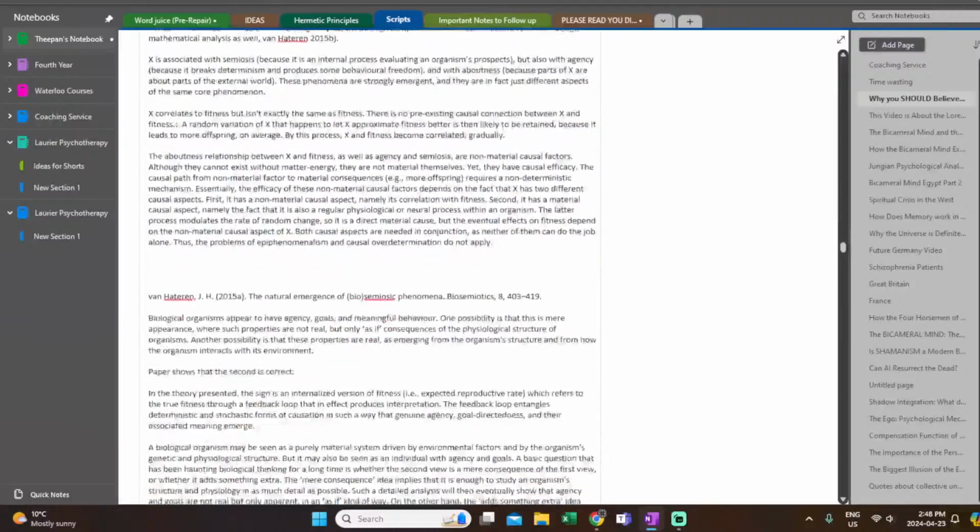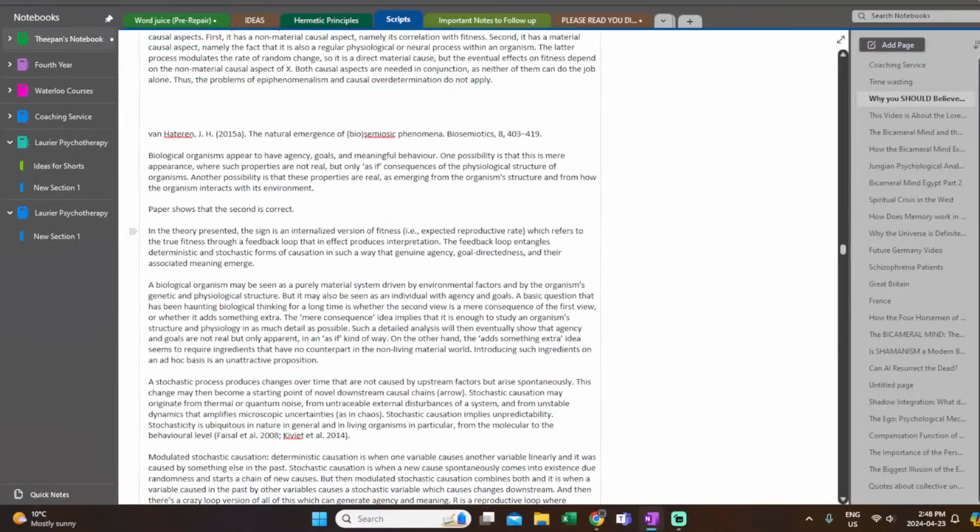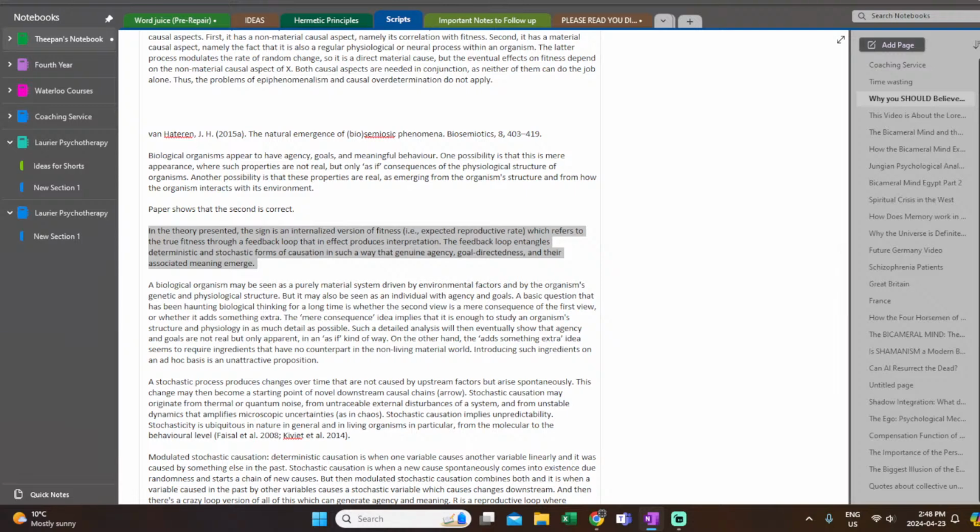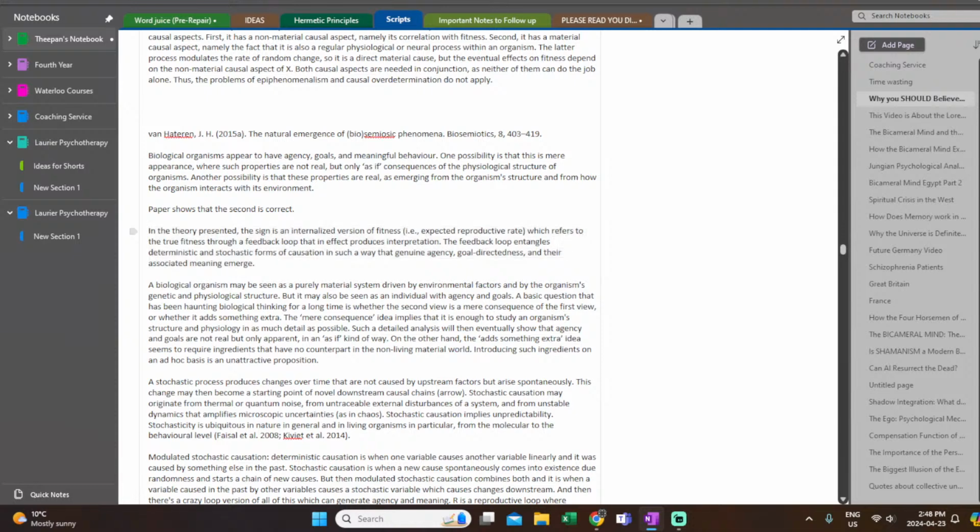Okay, so let me go back to this paper. Let me just highlight what I'm reading so you guys can see. In the theory presented, the sign is an internalized version of fitness, i.e. expected reproductive rate, which refers to the true fitness through a feedback loop that in effect produces interpretation. The feedback loop entangles deterministic and stochastic forms of causation in such a way that genuine agency, goal-directedness, and their associated meaning emerge. Let's take that in for a second.